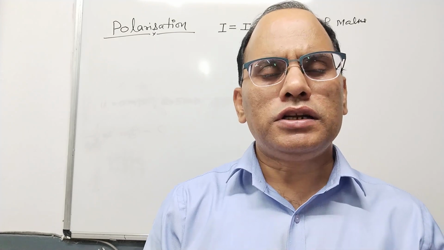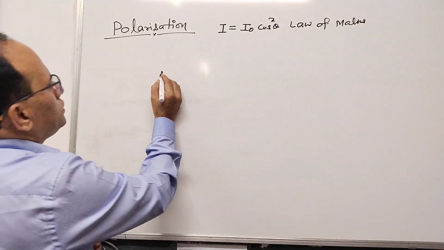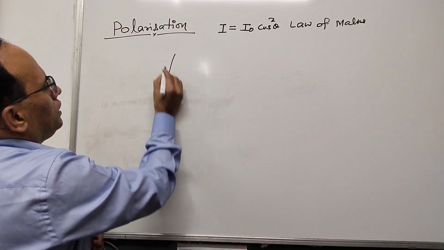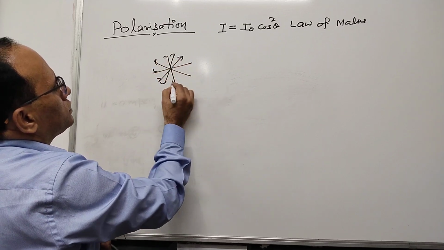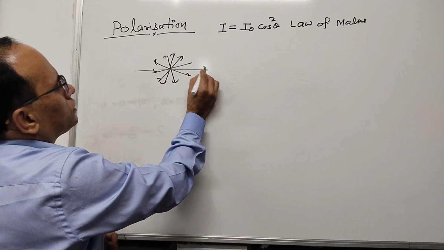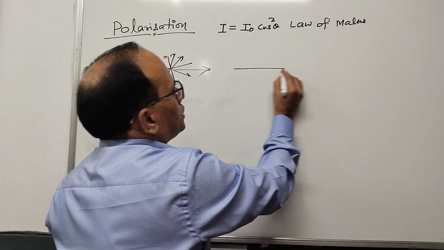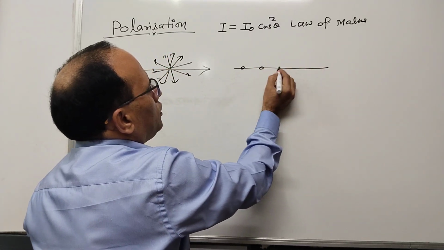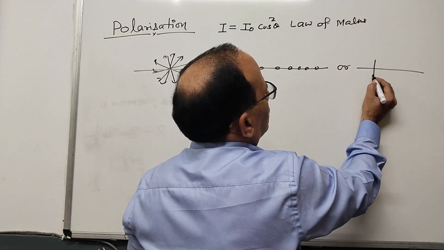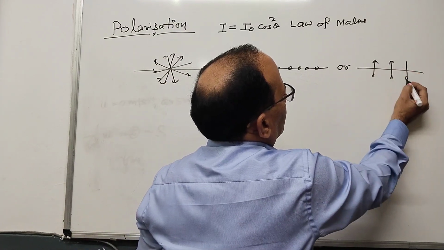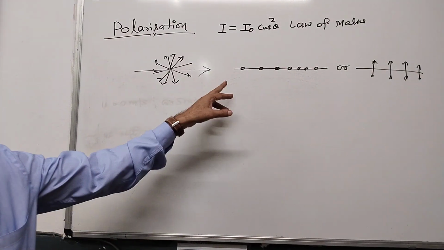Okay, we can understand this diagram-wise. Suppose this is light which is unpolarized, and its vibrations are in all possible directions. Polarized light means that it shows vibration in only one direction, and one can represent it by this arrow. So both represent polarized light.